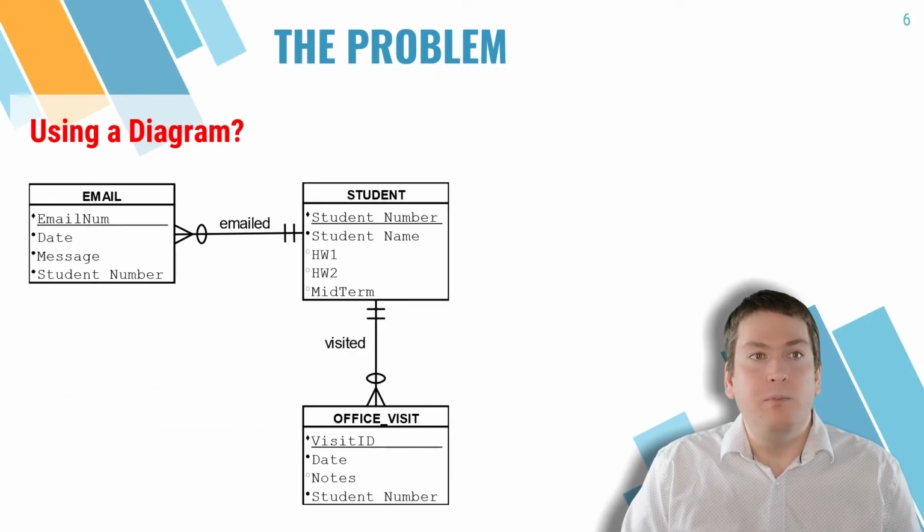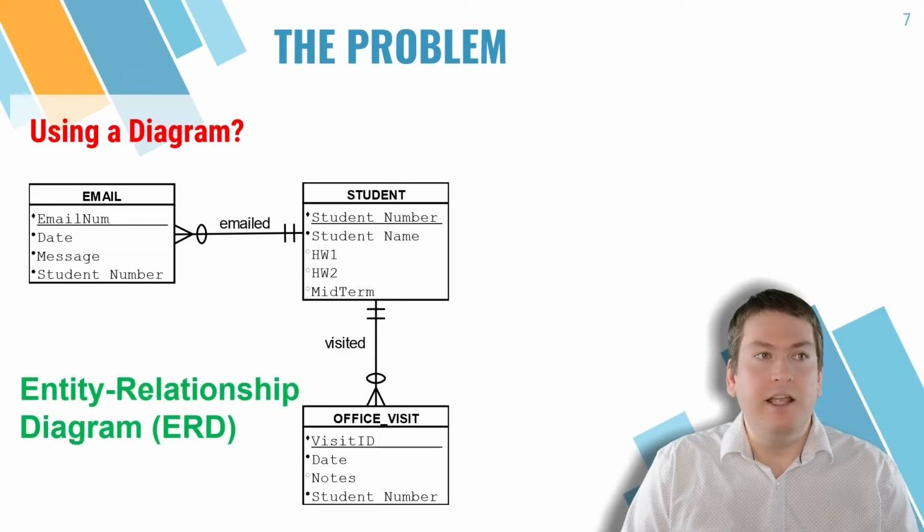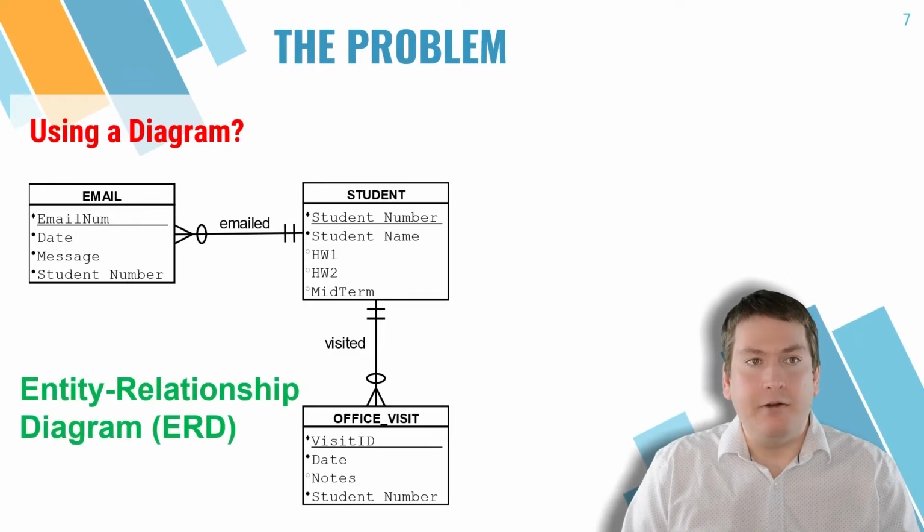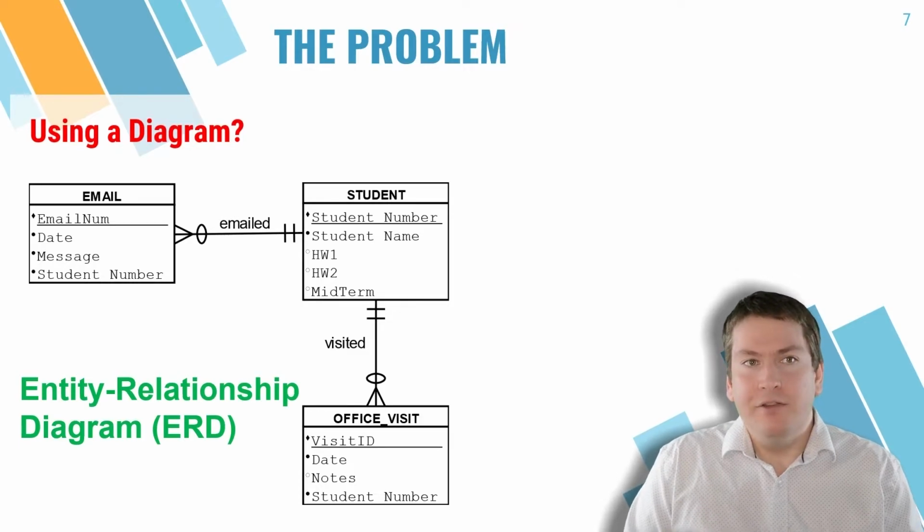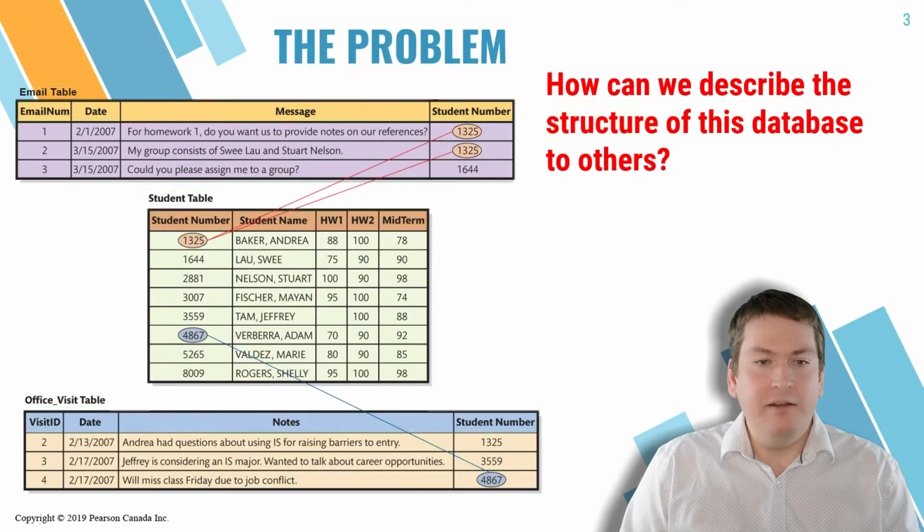And one such method would be using a diagram. What we're seeing here is something called an entity relationship diagram. And before I go into too much depth in describing that, there are some definitions that we need to explore. So I'm going to go back a few slides.